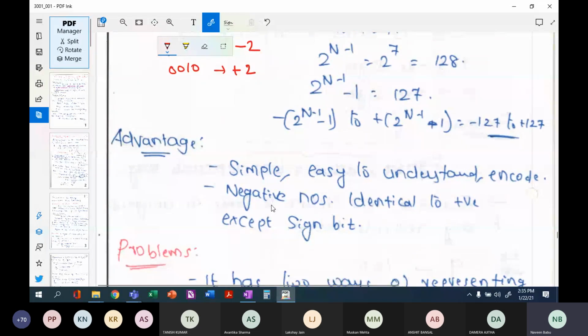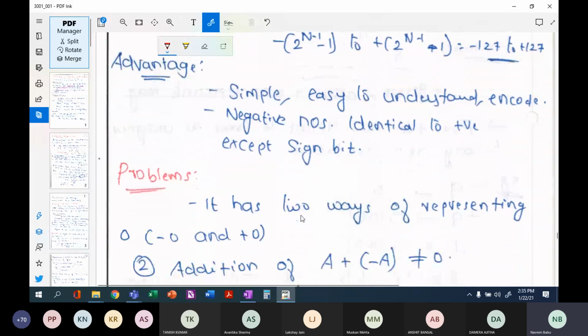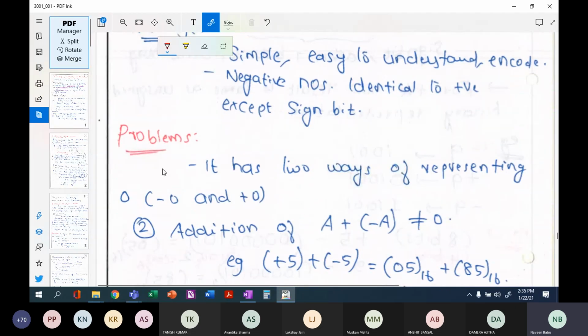So these are some of the advantages of this system, but there are more disadvantages. The disadvantage is that you are representing zero in two different ways, plus 0 and minus 0. And at the same time, let us take one example. If you add plus 10 and minus 10, what must be your answer? It must be 0, right? But you will not get 0. Let us see how.